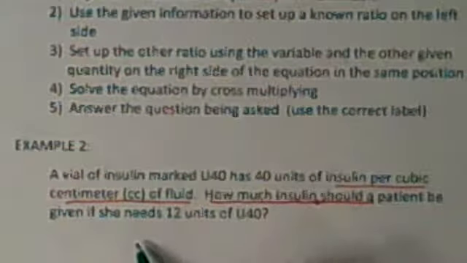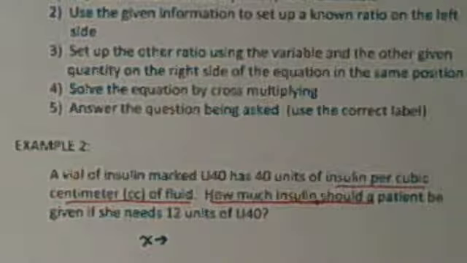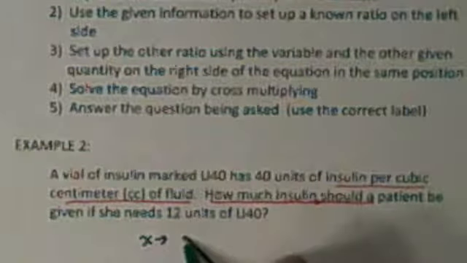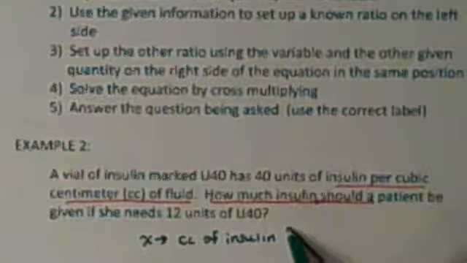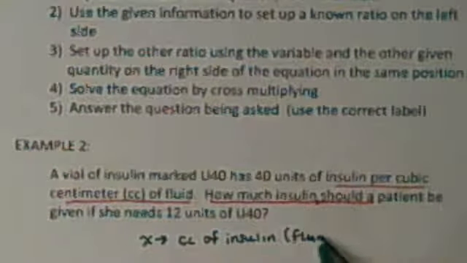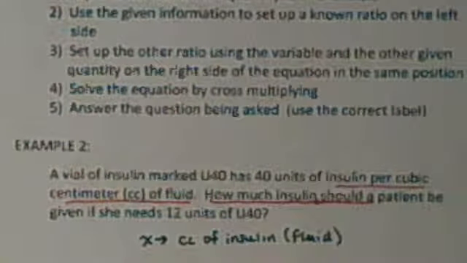So my first step is to say that I would like my x to be the cc's, because that will be the label that I use, of insulin. And the insulin is really the fluid that's being given to the patient. So there is my variable.